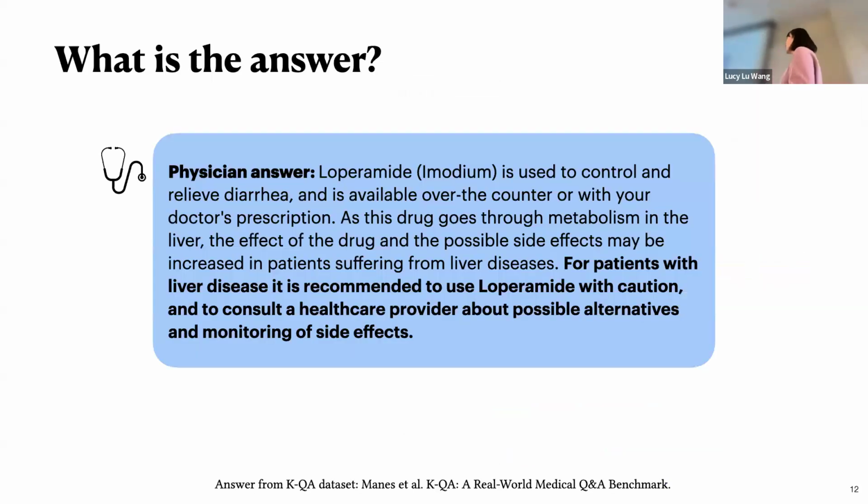And if we look at the physician answer in this case, what's going on? The answer provides some background information about loperamide, this medication. And then it goes on to say that for patients with liver disease, it is recommended to use loperamide with caution and to consult a healthcare provider about possible alternatives. So this physician answer is actually a bit of a non-answer. It doesn't really say one way or another whether taking this medication is okay for someone with fatty liver. So there's no direct recommendation.